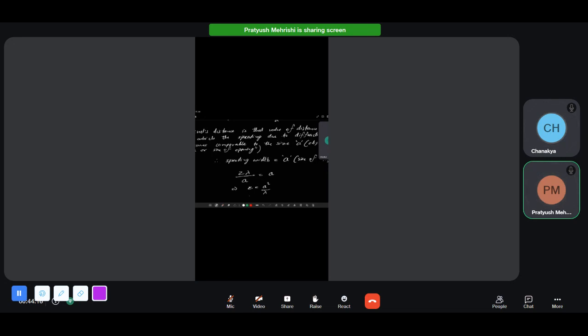Lambda is very, very small. Because lambda is very small, therefore what will happen? The bending will be negligible. When will the bending be negligible? When this A is very, very much larger than z lambda by A.